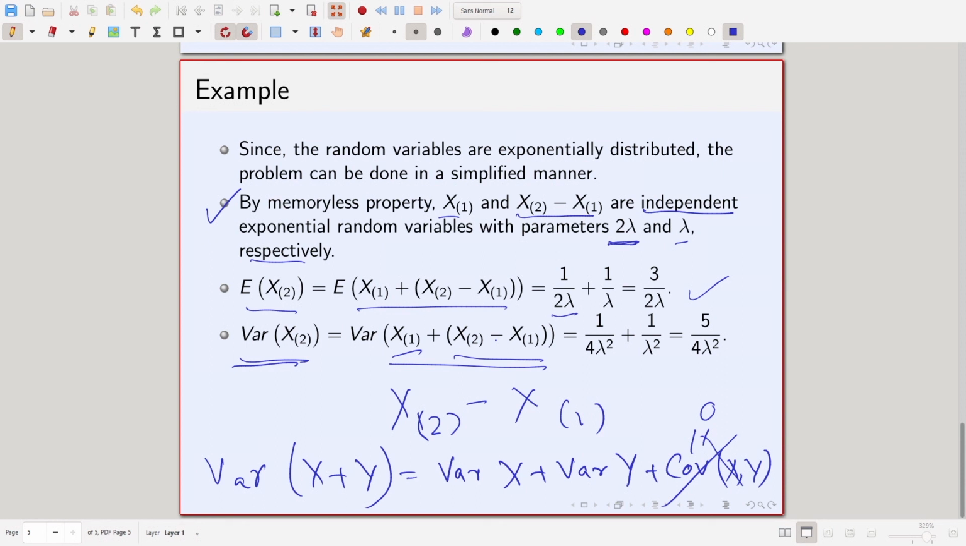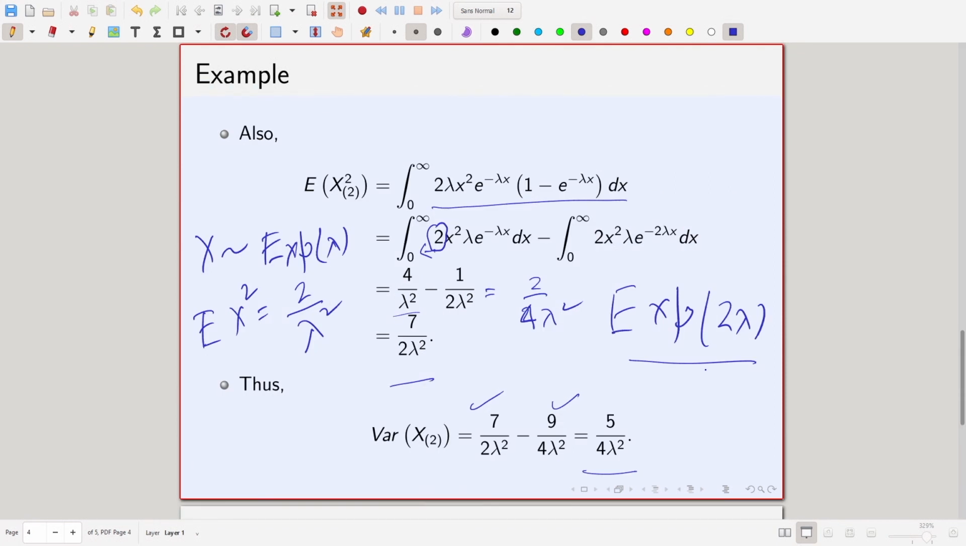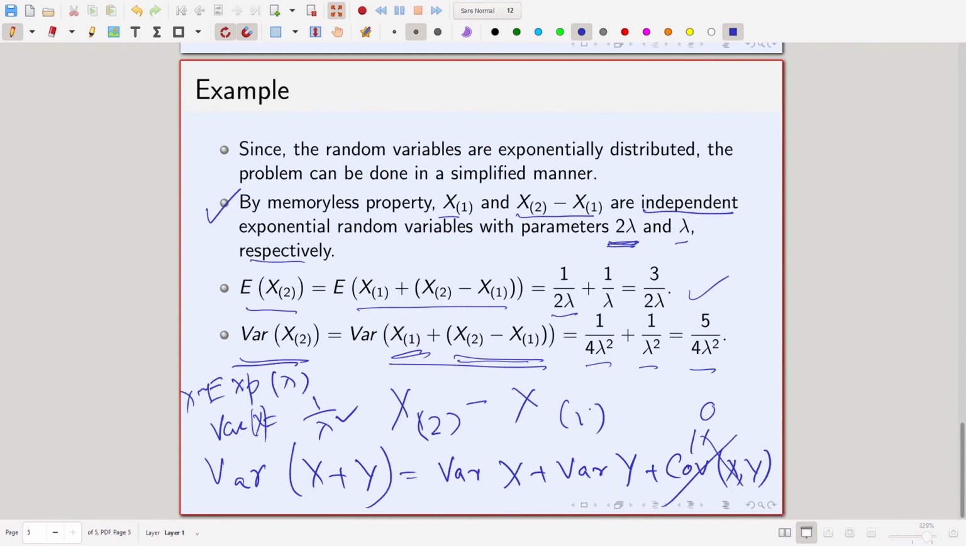But again, what is the variance of x bracket 1? We know that if x has exponential lambda distribution, then the variance of x is 1 over lambda square. You can calculate that. Since x bracket 1 is exponential with parameter 2 lambda, its variance is 1 over 4 lambda square. And the variance of x bracket 2 minus x bracket 1 is just exponential lambda, so it is 1 over lambda square. If you do the summation, you get 5 over 4 lambda square, the same thing that you got by the previous method.